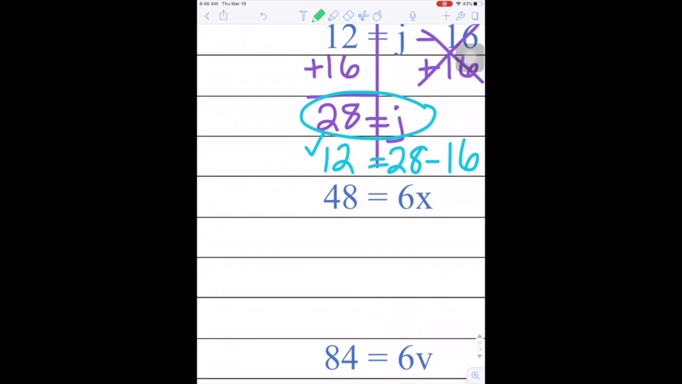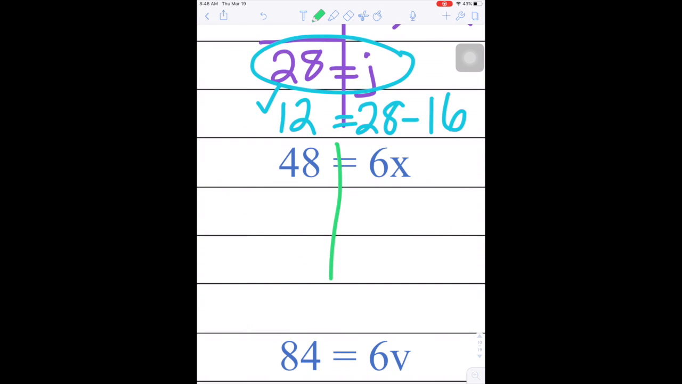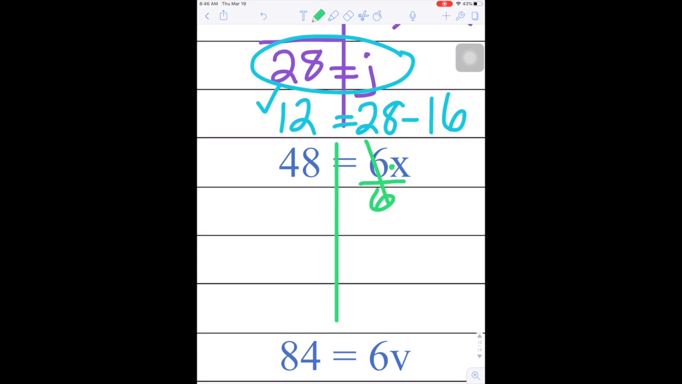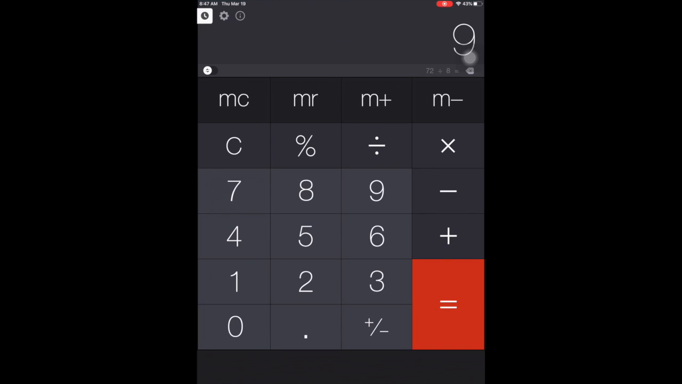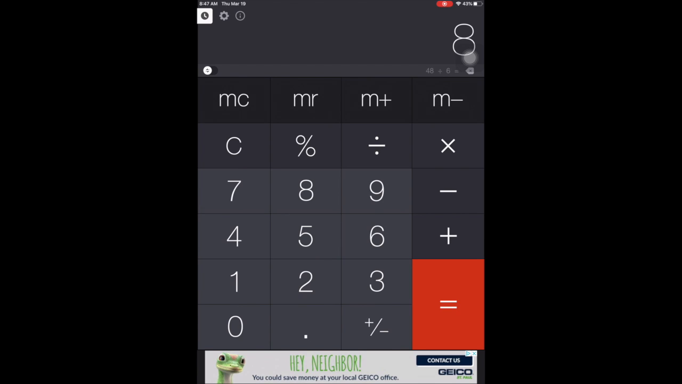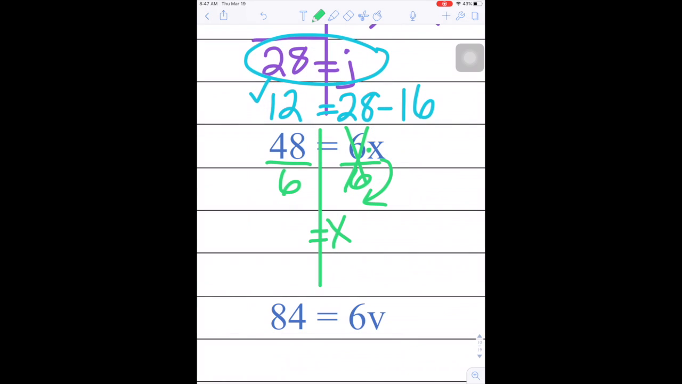All right, our next practice one. Again, line down the middle. Invisible little times here. This x doesn't mean times. We're solving for x. So I divide by 6. Cancel out. Divide by 6. On this side, I still have x. This side, 48 divided by 6. My answer is 8.